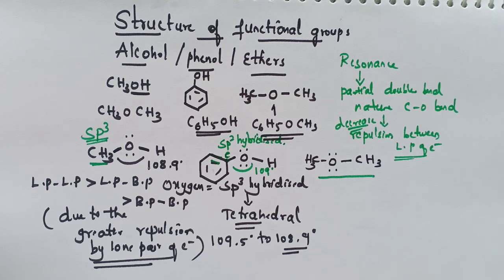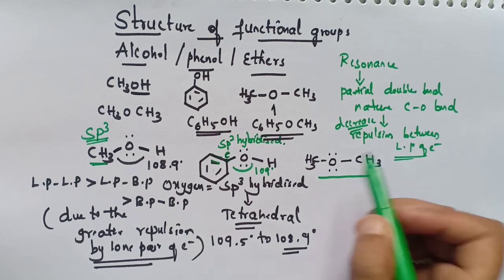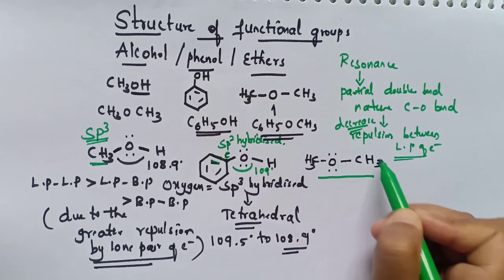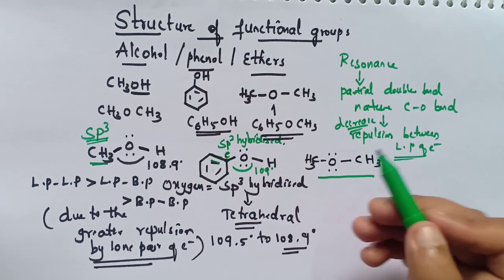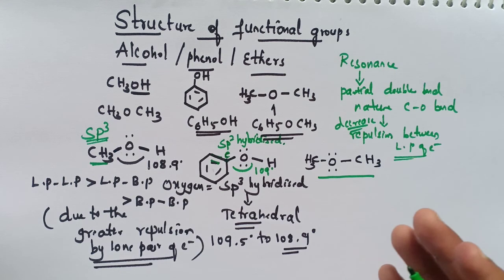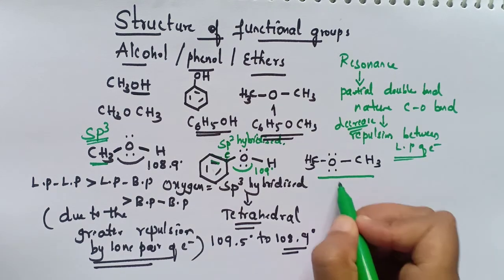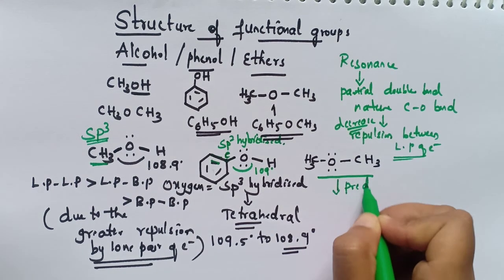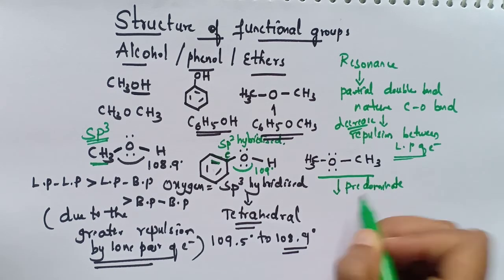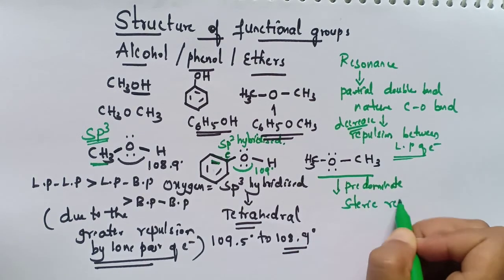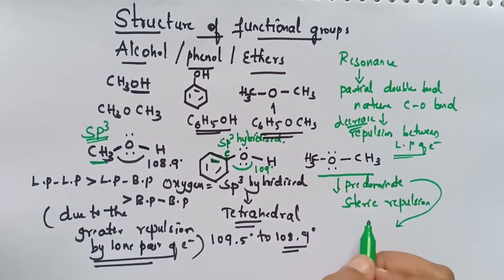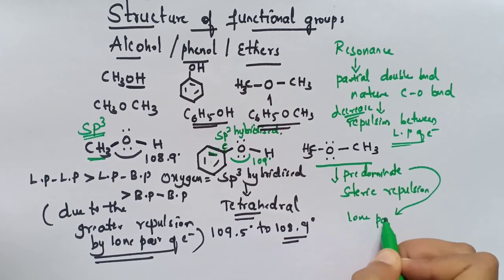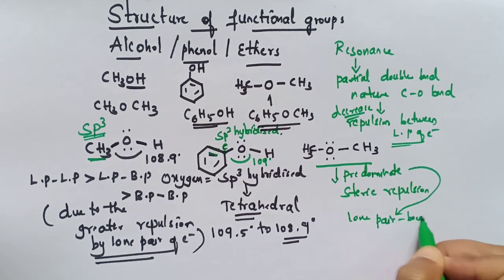Now coming to the ether. In the ether, due to the presence of two bulky groups on the oxygen atom, here is the oxygen atom and here is a bulky group and here is a bulky group which are present on the oxygen atom. So here the steric repulsion predominates over the lone pair-bond pair repulsion. That is, steric repulsion predominates over lone pair and bond pair repulsions.